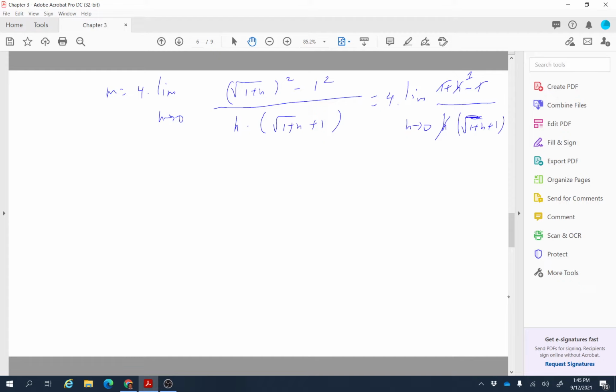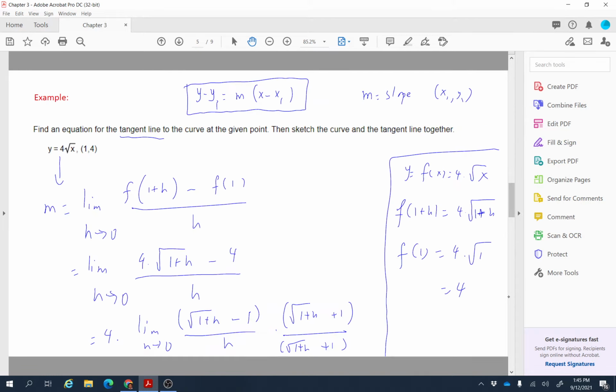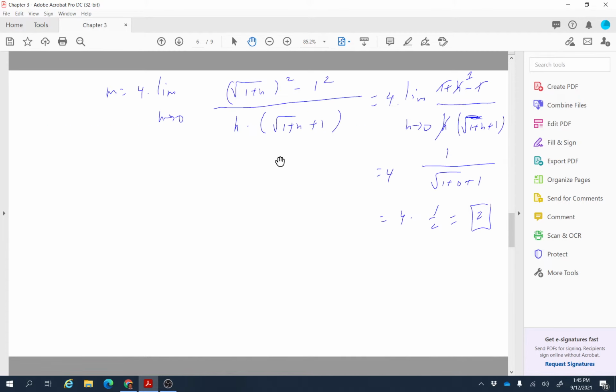So now we can find the limit by plugging in h equal to 0 here. If I plug in h equal to 0, it will be 1 plus 0 plus 1, which is eventually 1 over 2. The slope of the tangent line we're looking for here, at the point (1, 4), is 2. So we found the slope. Now we are going to use this formula. Remember, x1 means 1 and y1 means 4. It's given here, so we are going to use that formula.